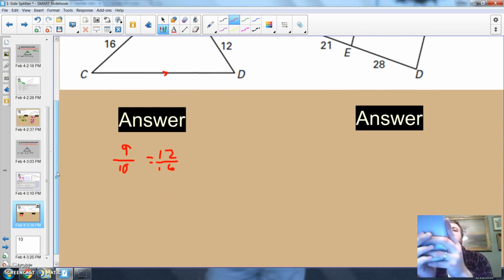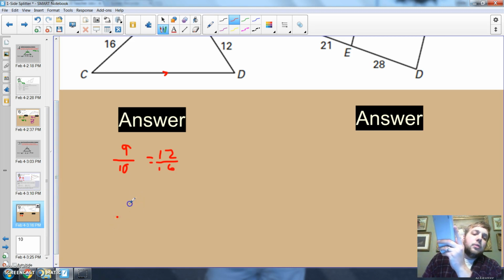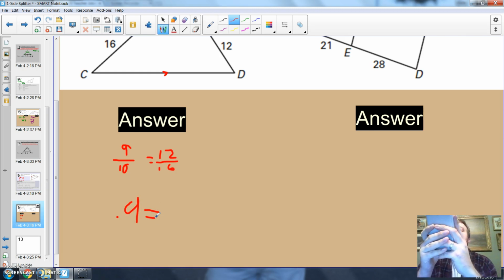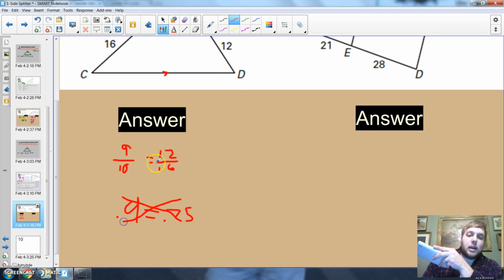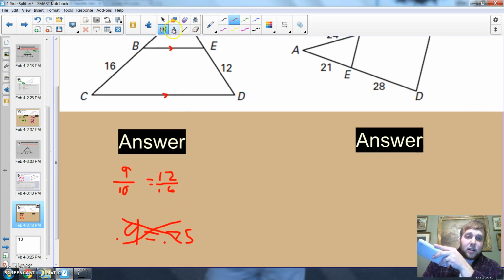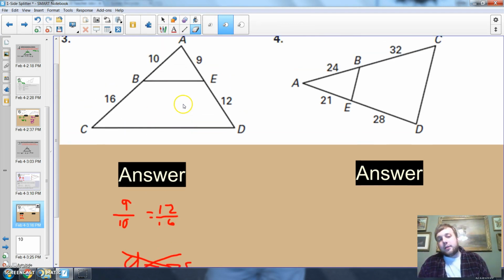9 divided by 10. Never mind, I know what that is. It's 0.9. And is 12 divided by 16 the same thing? Oh, this is 0.75. Uh-oh. Oh, they're not parallel. Erase it now. They're not parallel. Write it somewhere. Not parallel.